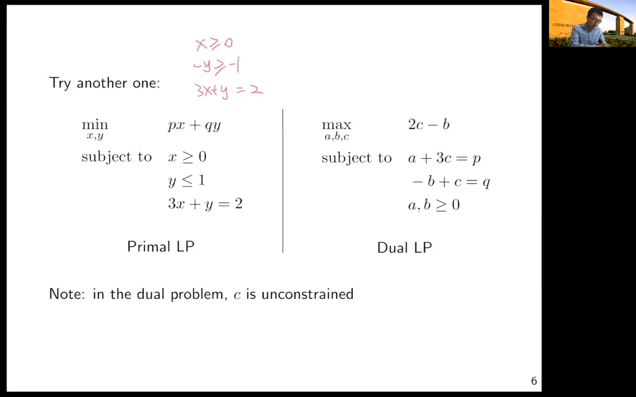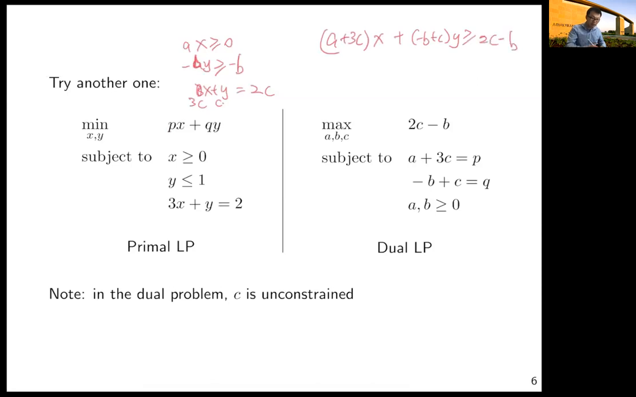And let's multiply the left hand side with a, minus b, and 3c plus cy equals to 2c. Okay, and now let's add everything up. So we collect the coefficients of variables x and y. We get a plus 3c times x plus minus b plus c times y, and this is larger than minus, I guess, 2c minus b.